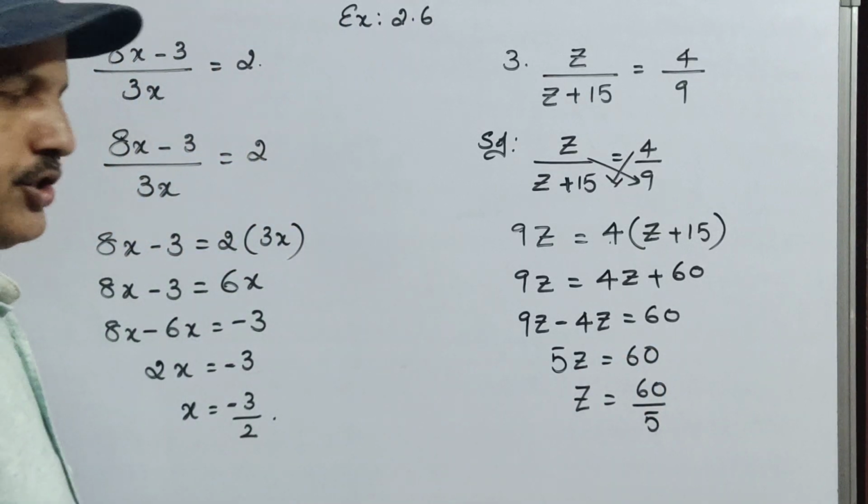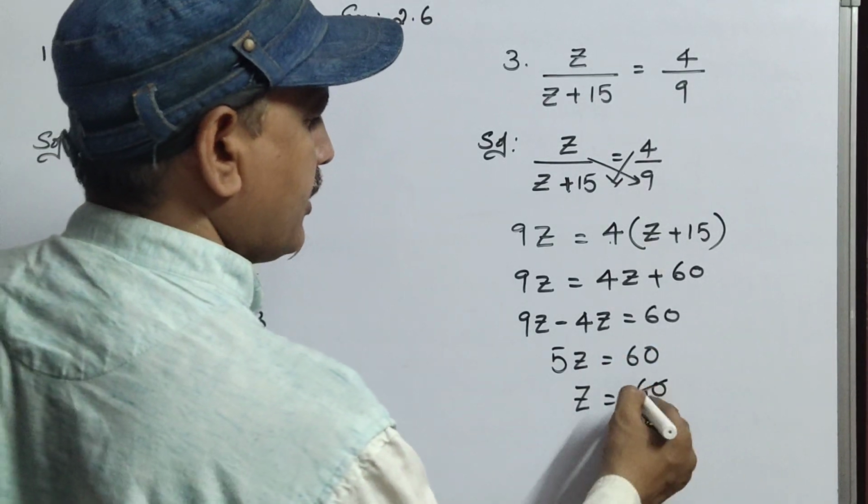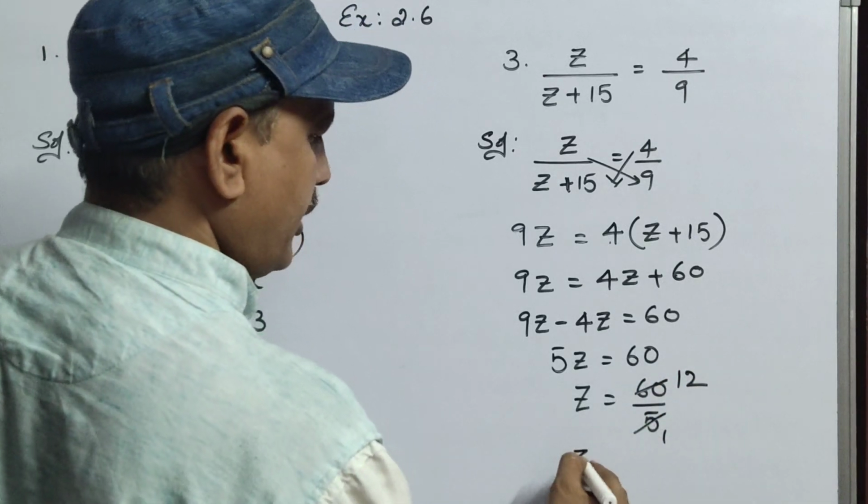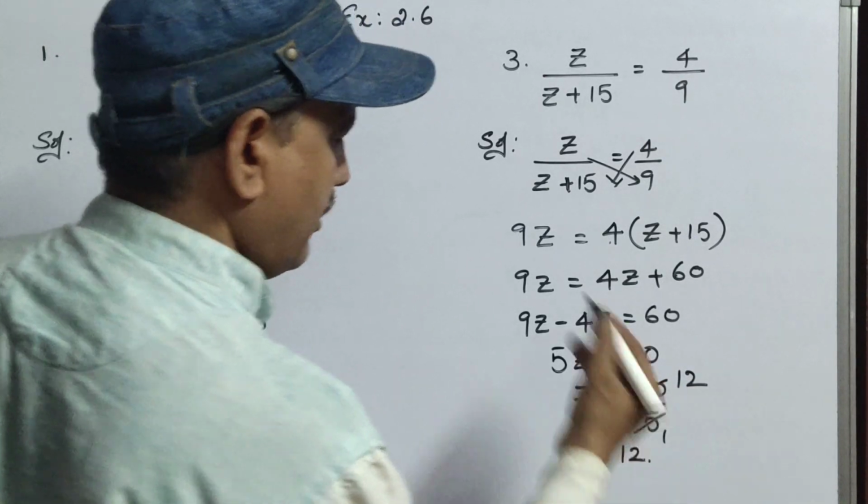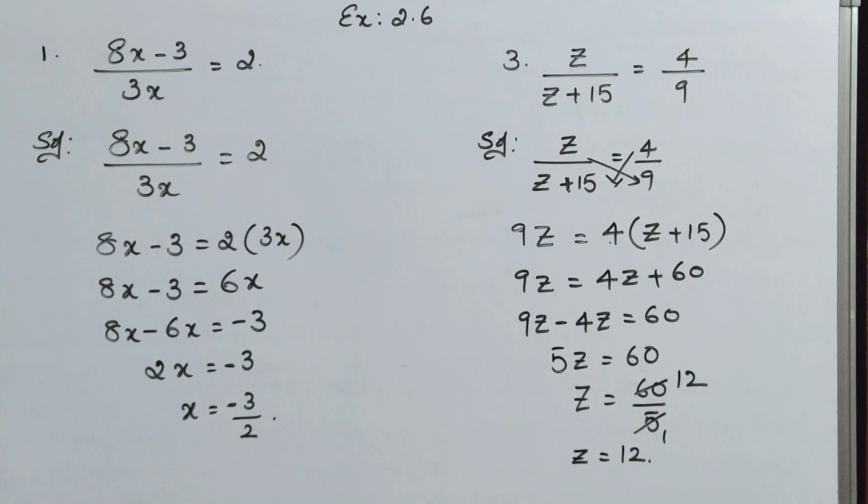Z equals 60 by 5. So 5 ones, 5 12s. So Z equals 12. Okay? Is it clear, children?